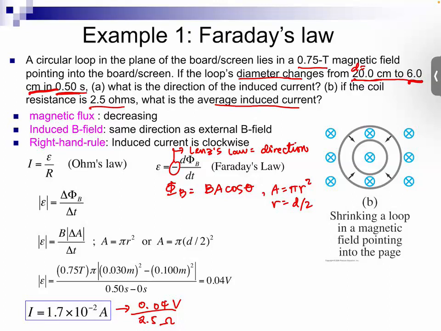All right, any questions about the solution here? The key there is identifying which among these variables, B, A, or theta, changes. And once you identify which variable changes, you can then calculate the change in the flux.